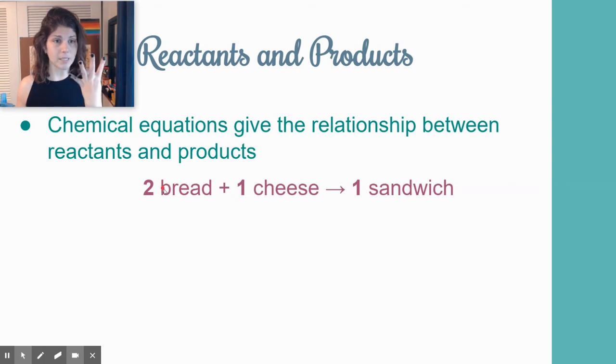Therefore, if you started with 4 pieces of bread, you're going to get half as many sandwiches. You're going to get 2 sandwiches. If you started with 10 pieces of bread, you're going to get half as many sandwiches, or 5. Likewise, if you started with 5 pieces of cheese, you could get 5 sandwiches out of that.